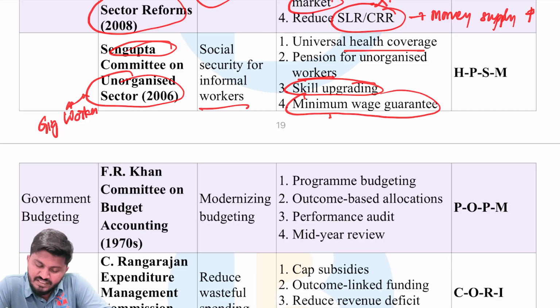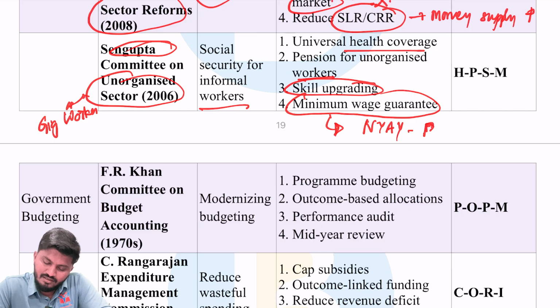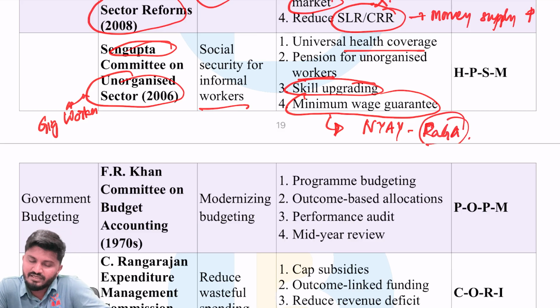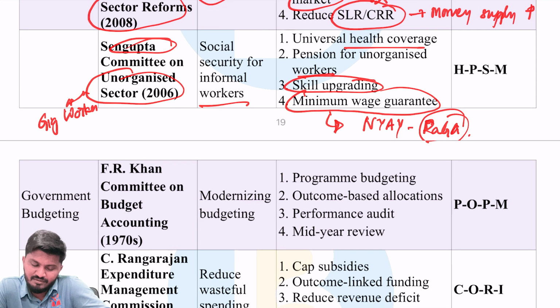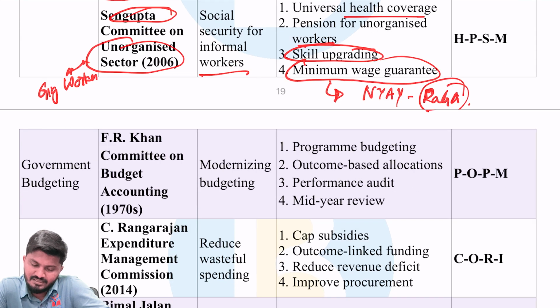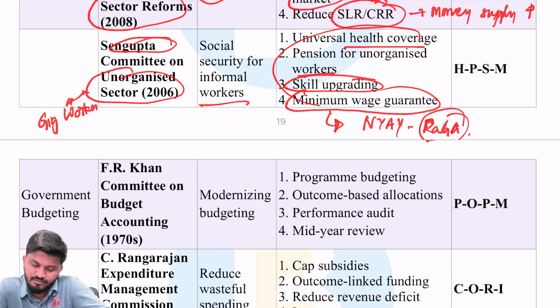Okay, this minimum wage guarantee is also the principle behind NYAY, which was mooted by Rahul Gandhi. He mooted NYAY that provided universal basic income. So these are the recommendations of the Sen Gupta Committee on unorganized sector. These recommendations can also be expanded to gig workers as well.